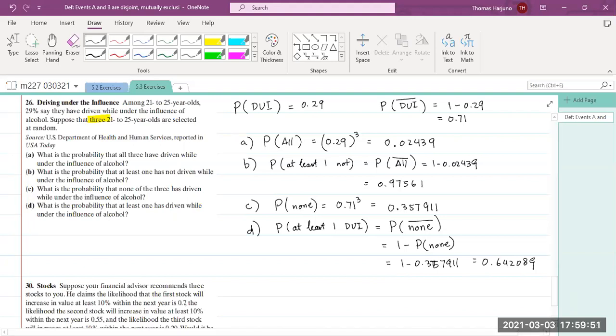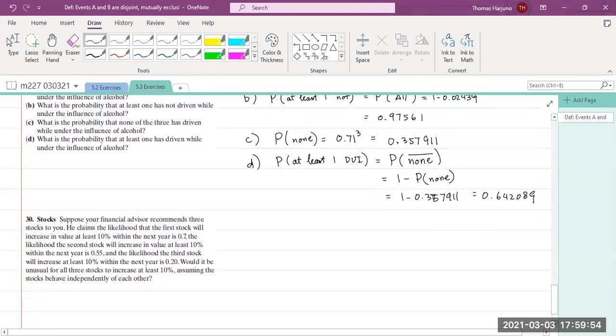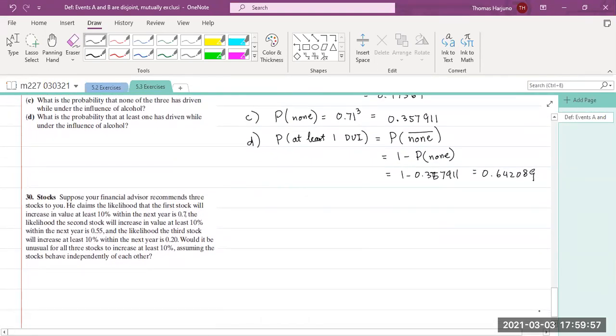Number 30. Last one before we attack problems from my old test. Suppose your financial advisor recommends 3 stocks to you. He claims that the likelihood that the first stock will increase in value at least 10% within the next year is 0.7.